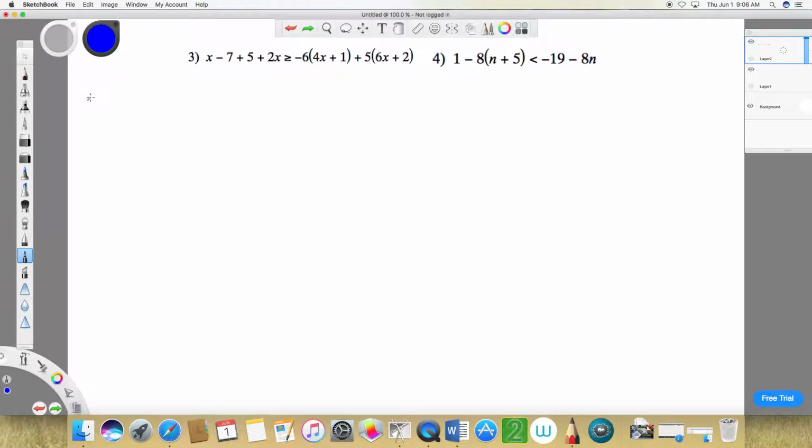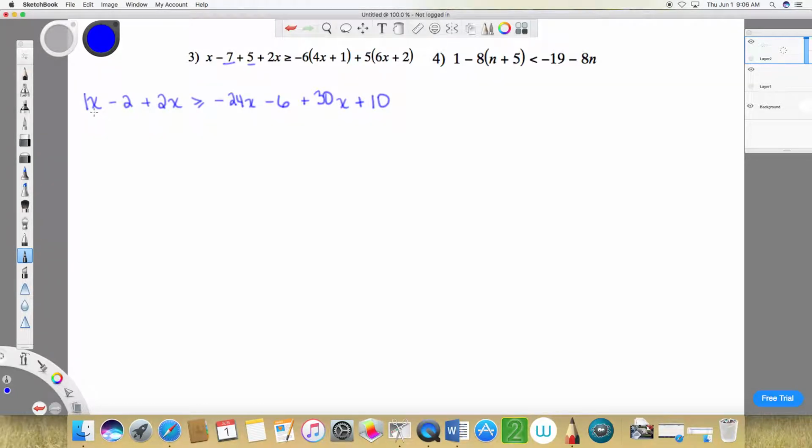We have x minus 7 plus 5. Well, these two are like terms, and I can immediately just write that as x minus 2 plus 2x is greater than or equal to. Let's distribute this negative 6 to both of these terms. Negative 24x minus 6. And let's distribute this 5 to both of these terms, and that's 30x plus 10. Be careful not to make any silly arithmetic or sign errors.